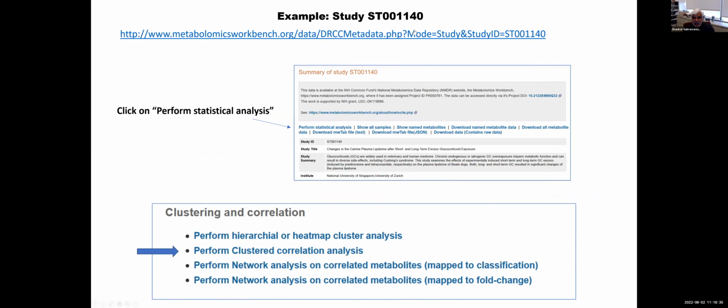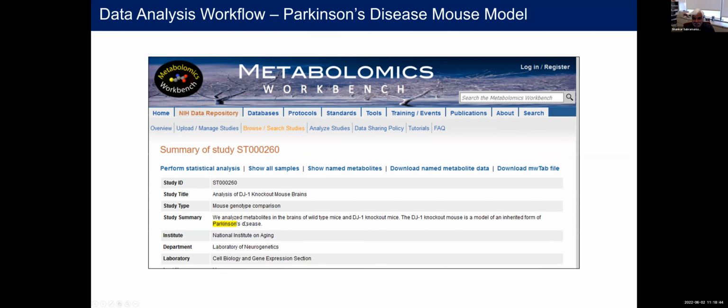Here's an example of study 1140. I want to do correlation, clustered correlation analysis, and perform statistical analysis. I want to look at the data. Here is an example of data where we look at Parkinson's disease in mouse, DJ-1 knockout mouse models.